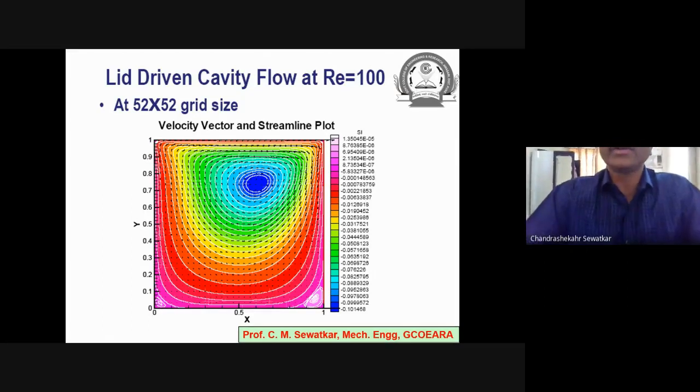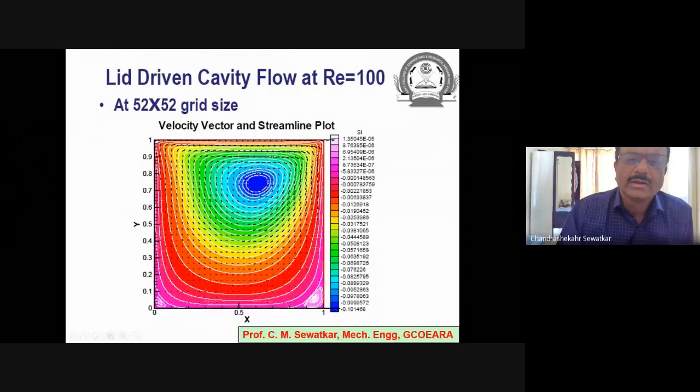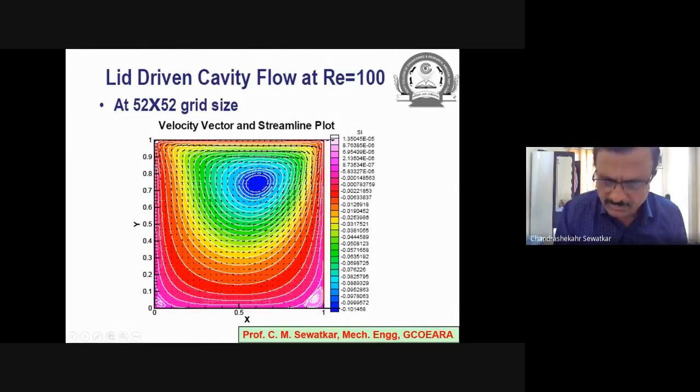Re is nothing but the Reynolds number. The Reynolds number can be calculated based on the size of the cavity. It is rho v L by mu. Mu is the viscosity of the fluid, rho is the density of the fluid, L is the size of the cavity, and V is the velocity of the top lid with which the fluid is moving. So that's the Reynolds number.